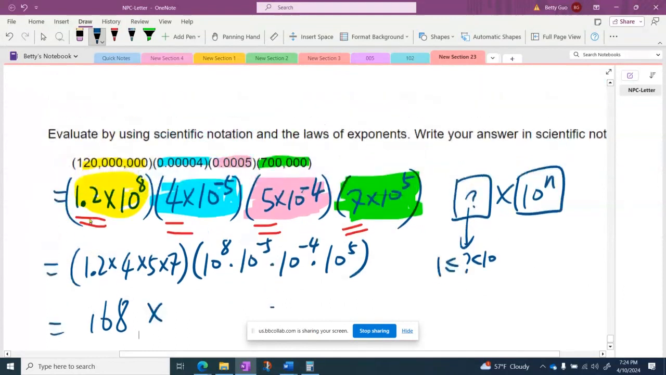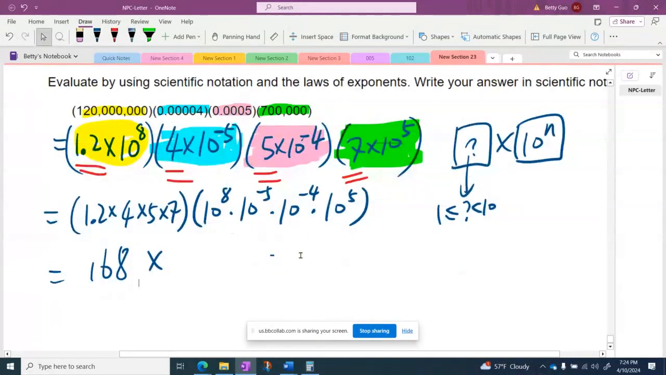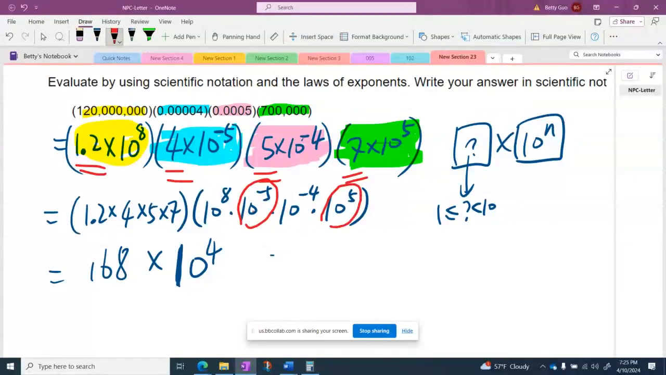And then multiply by, let's see what happened to the second parentheses. Using what? Product rule, guys. Use the product rule, okay? 8 minus 5, 3. 3 minus 4, negative 1. Negative 1 plus 5, positive 4. Well, we can see that this guy and this guy actually cancel each other, because they are reciprocals. They multiply to 1. Negative 5 plus 5 is 0. 10 to the power of 0 is 1. And 8 minus 4 is 4.